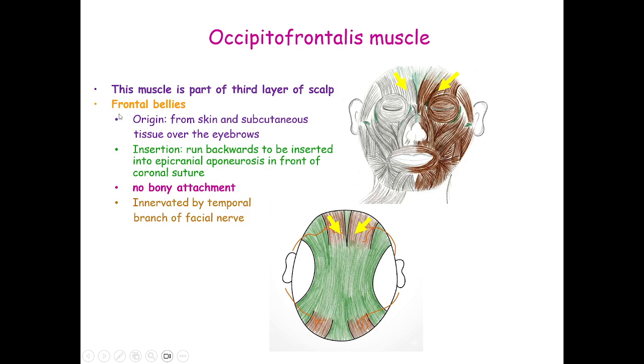So in the third layer, first we will see the frontal bellies. What is their origin? They will originate from the skin and subcutaneous tissue over the eyebrows. So it is not attached to the bone beneath. The muscle fibers are running behind, as you can see. They are covering the forehead and passing towards the galea. There is no bony attachment. They insert into the epicranial aponeurosis just in front of the coronal sutures. Suppose this is a coronal suture, so just in front of that, these fibers are inserting into the aponeurosis. Frontalis is innervated by temporal branch of facial nerve.